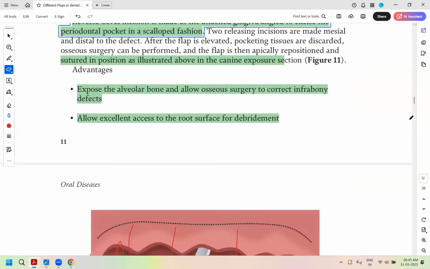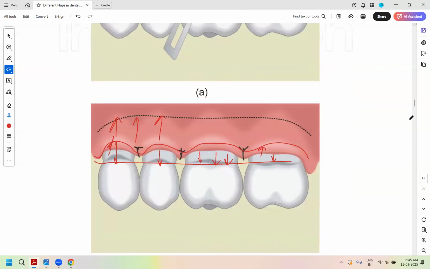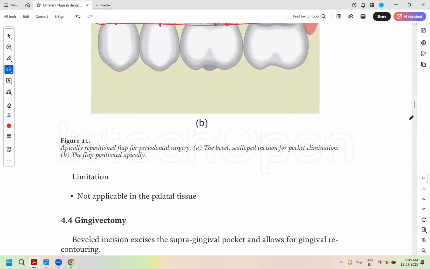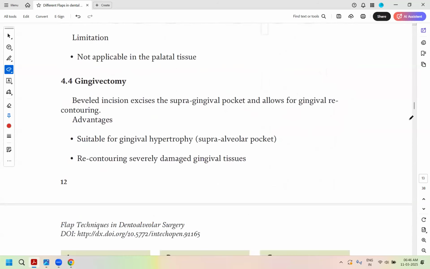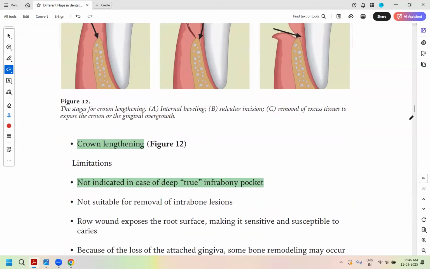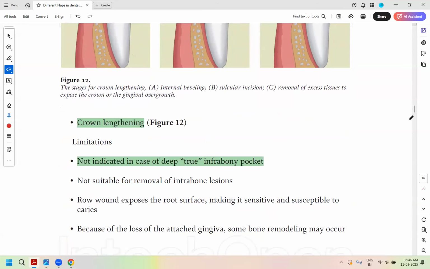And the free gingival graft only answer to your minimal attached gingiva. Where there is lack of attached gingiva, you perform your free gingival graft. And when to prepare the receptive bed for your free gingival graft, you will use your, again, partial thickness flap at the receptive site.